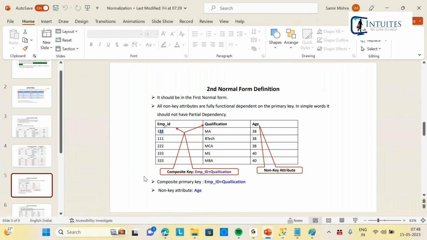For individual employee IDs, there are some duplicates. But if you compare with the qualification, the employee ID and their qualification, and if I combine these two to make it a composite, then there is some uniqueness that will come into the question.